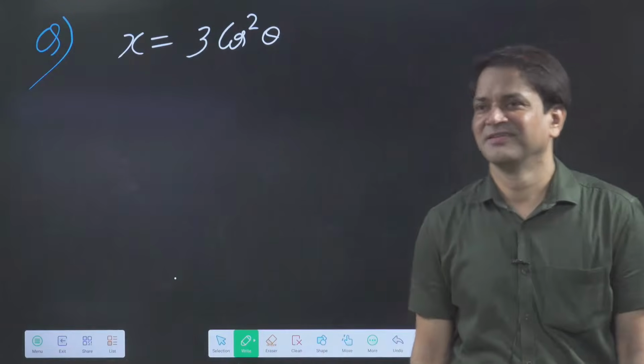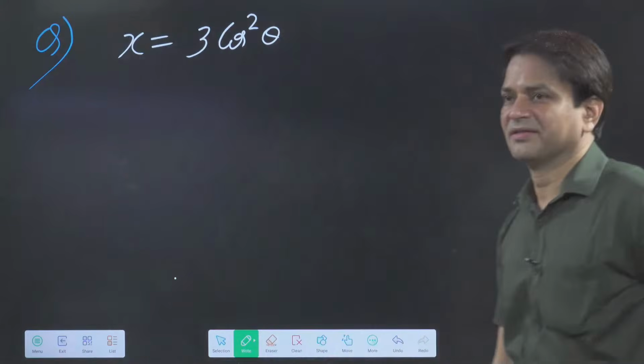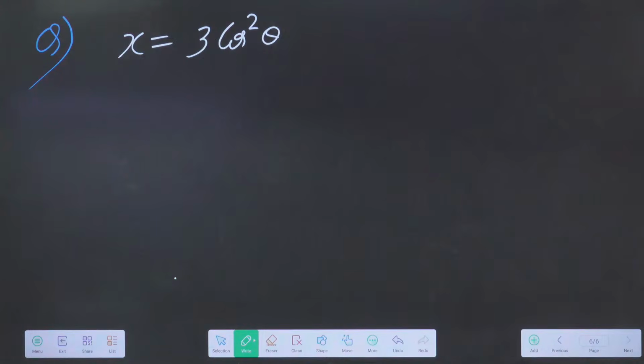Okay. So if I'm asking, what is the minimum value of x? Tell fast. Minimum value of x. Okay, good. Somebody is saying 0.